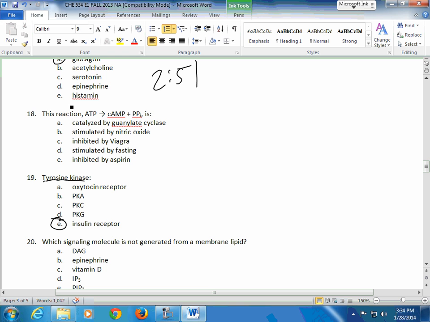For number 18, this reaction, ATP to cyclic AMP. The answer is D, stimulated by fasting. All of these are dealing with some form of GMP, so those are off right off the bat. You learned this in Biochem 1 briefly. It's the cyclooxygenase. That's the enzyme that's inhibited by the NSAIDs. Also, stimulated by fasting. If you're fasting, you're not eating, therefore you don't have a lot of energy, so you're breaking down ATP. So that's the answer there.